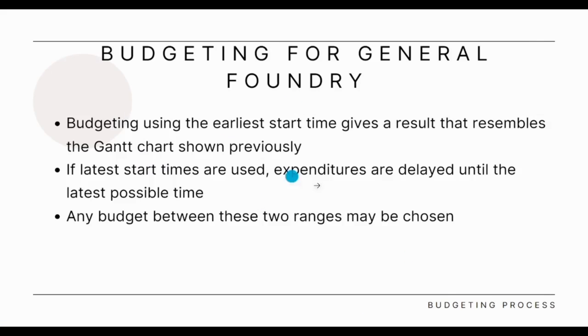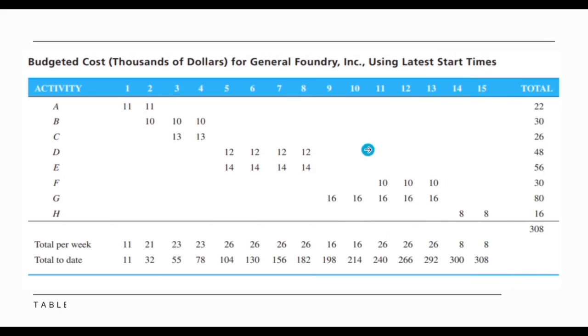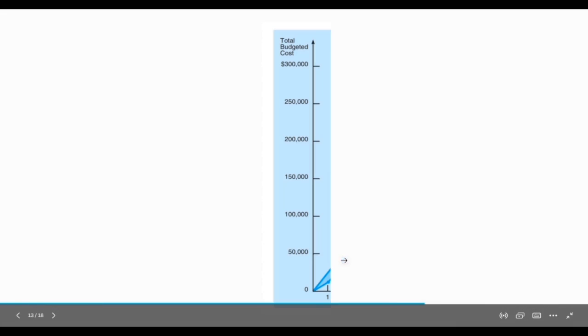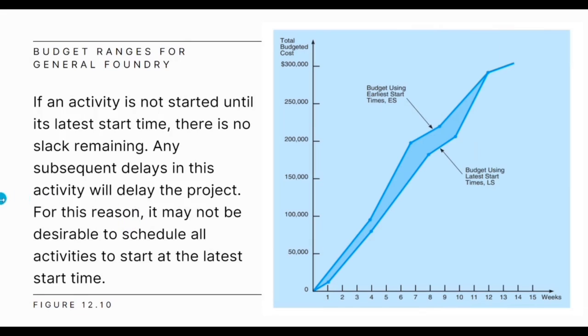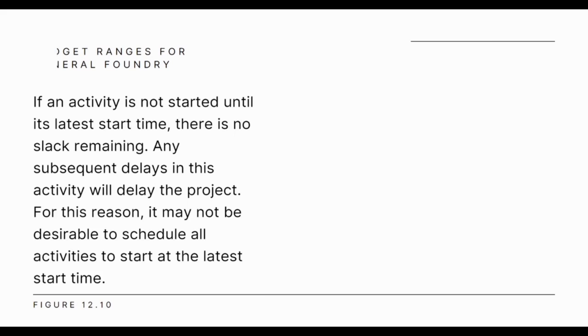And you can also do the same thing for the latest start time technique. So this is the latest start time technique. We can see it is the same as the earliest start time technique earlier. Same result. So here we can see that if an activity is not started until its latest start time, there is no slack available. So if there is any delay, it will affect the whole project. So you should not aim to start every project or activity at the latest start time.